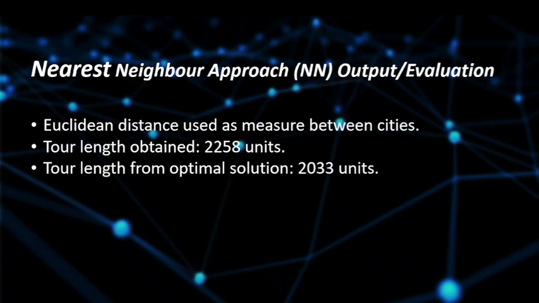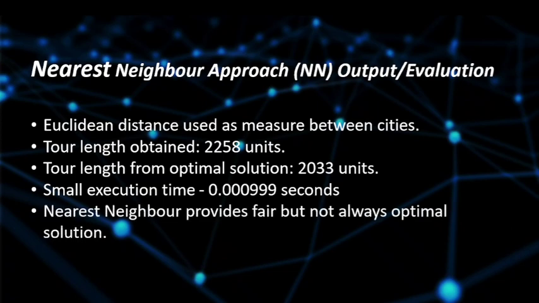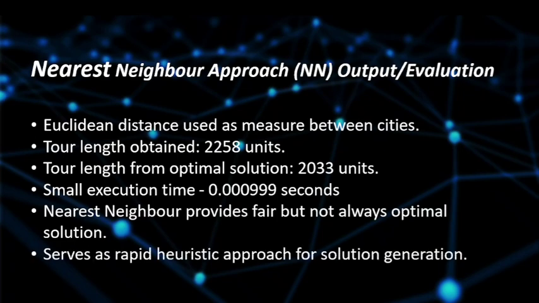to the tour length of the optimal solution, which is 2033 units. A very small execution time was observed, which is nearly 0.0009 seconds. Nearest neighbor provides a fair but not always optimal solution. It serves as a rapid heuristic approach for solution generation.